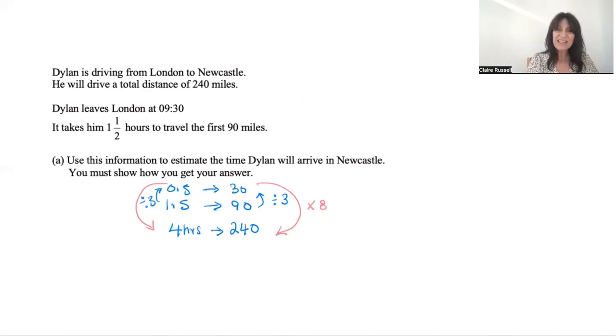So he's leaving at 9:30. It's taking him 4 hours. So 9:30, 10, 11, 12. It's going to be 1:30. And the way that you write this is important. So you're either 13:30 in the 24-hour clock, or you are 1:30 p.m. We know it's AM because of the 09 that we've been given in the question.